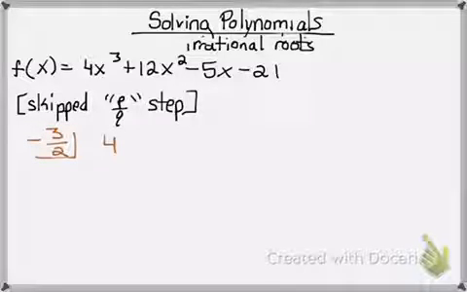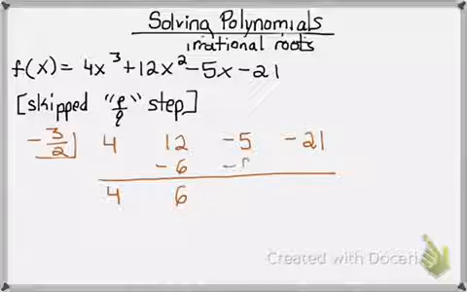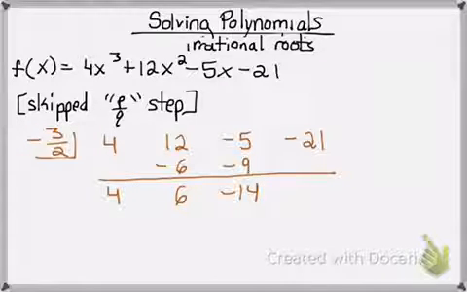Go ahead and write out your coefficients: 4, 12, negative 5, negative 21. And if you're comfortable with using negative 1.5 instead, by all means you can. So I'm going to bring down my first number, and then negative 3 over 2, or negative 1.5, whichever one you're using, times 4 gives me negative 6, add straight down. Then 6 times negative 1.5, or negative 3 over 2, gives me negative 9, add straight down. Multiply negative 14 times negative 1.5, gives me 21, add straight down.